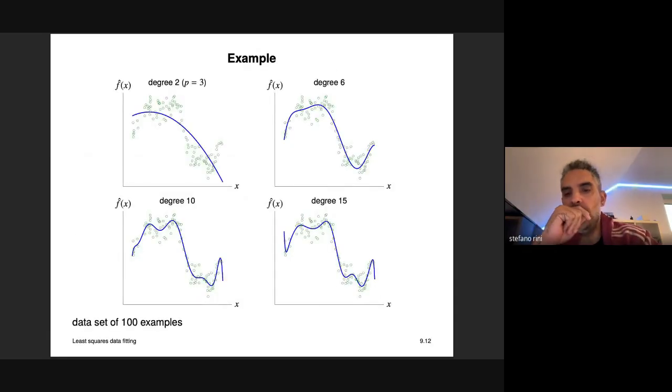Good. So now what we can do is consider different sets of p values. I call them pitas. That's Greek food.